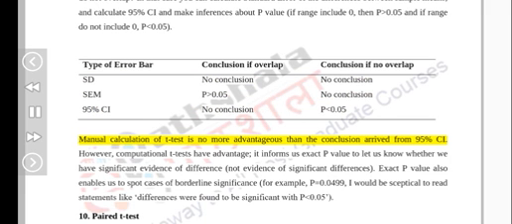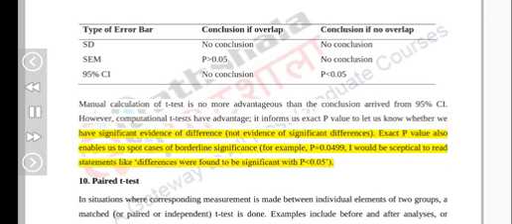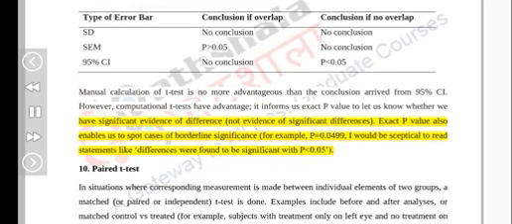Manual calculation of the t-test is no more advantageous than the conclusion arrived at from the 95% CI. However, computational t-tests have an advantage. They inform us of the exact p-value to let us know whether we have significant evidence of difference, not evidence of significant differences. The exact p-value also enables us to spot cases of borderline significance, for example, p equals 0.0499. I would be skeptical to read statements like, differences were found to be significant with p less than 0.05.